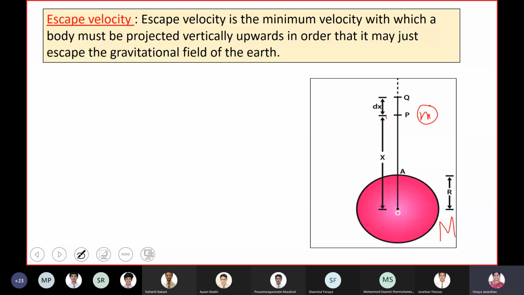Kavin? Yes, ma'am. I'm considering a body of mass small m placed at point P, which is at a distance of x meters from the center of the Earth. Now you have two different bodies. One is of mass small m, the other one is your Earth of mass capital M. According to Newton's universal law of gravitation, what is the force acting between them? What is the universal law, F is equal to G? I have two bodies. Which are the two bodies? One is having a mass.